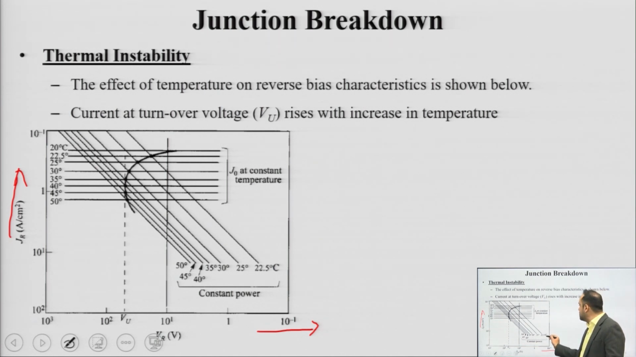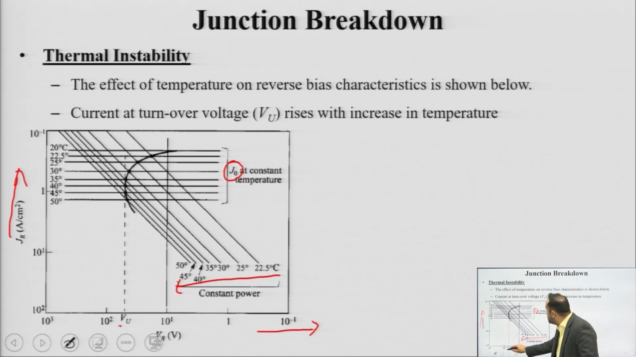So, when you say that the temperature increases, this curve shifts more towards the left, which means current is increasing for a fixed voltage. Okay. And this horizontal line basically tells you a current density at a constant temperature, and which voltage, this is known as a turnover voltage VU.